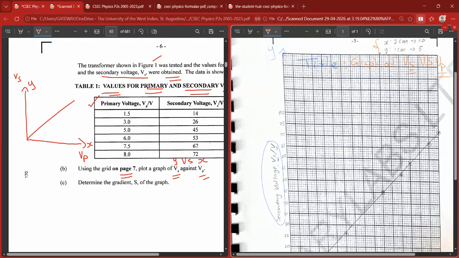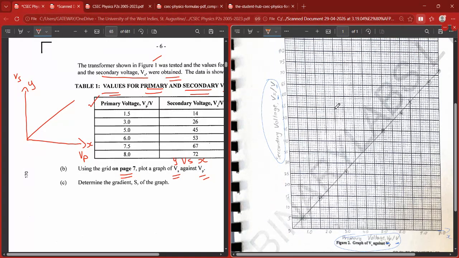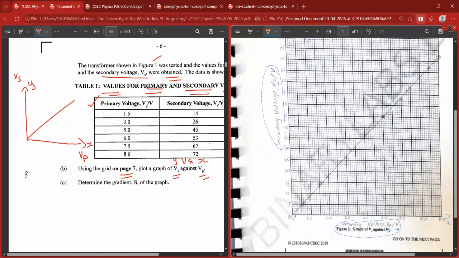This would be the scale. You want to put the scale directly under the title. So on the x-axis, every 2 centimeters represents 1 volt, and on the y-axis, every 1 centimeter represents 5 volts. They wouldn't really check that, they would check the actual graph. So this is 1, 2 centimeters on the x-axis representing 1 volt, and on the y-axis 1 cm represents 5 volts. So that's important to note.